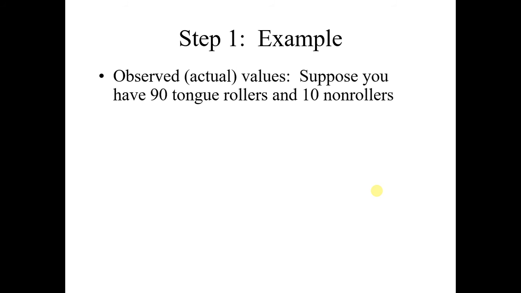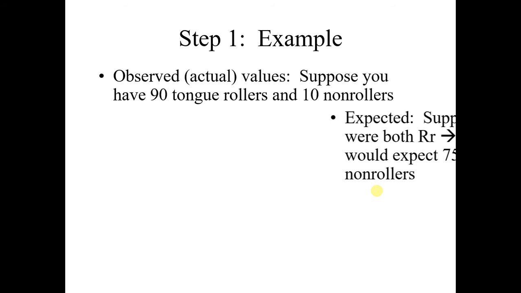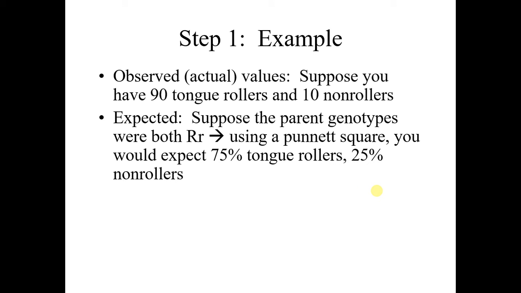So here's an example. Let's say we're doing a lab about tongue rollers, and we observed that there were 90 tongue rollers in a group of 100, and then that there were 10 non-tongue rollers. So that's our observed data.